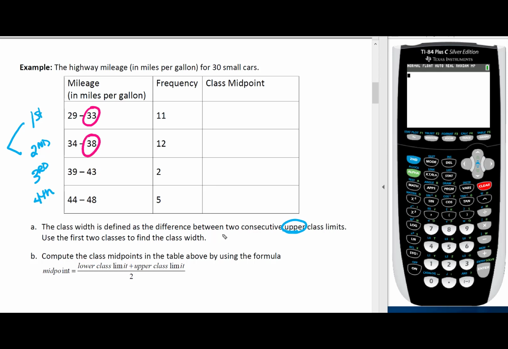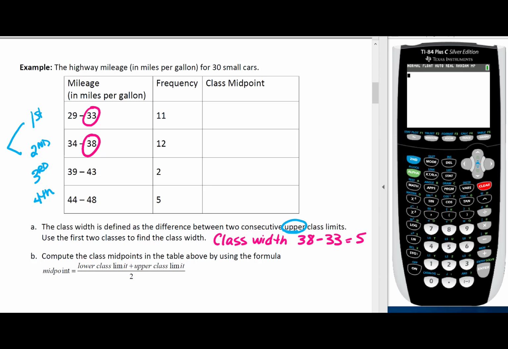So to find the class width, we're going to simply subtract 38 minus 33. You can use your calculator, but I think I can do that in my head, and it is a simple 5. So our class width is 5.